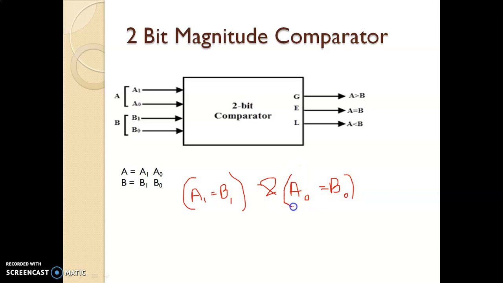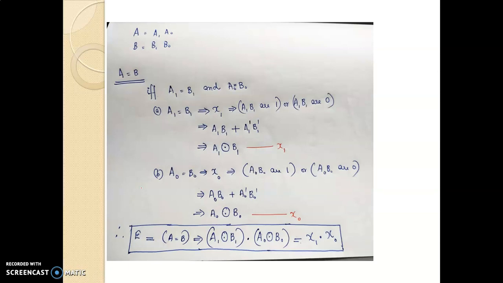Now, how can you say that this A1 is equal to B1? If A1 is equal to B1, it can be proved that if A1 is 0, B1 also has to be 0, or if A1 is 1, B1 also has to be 1. Isn't it? So let's see. That is A equal to B.